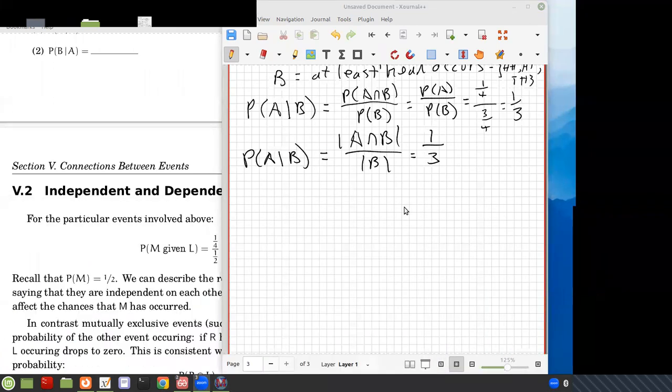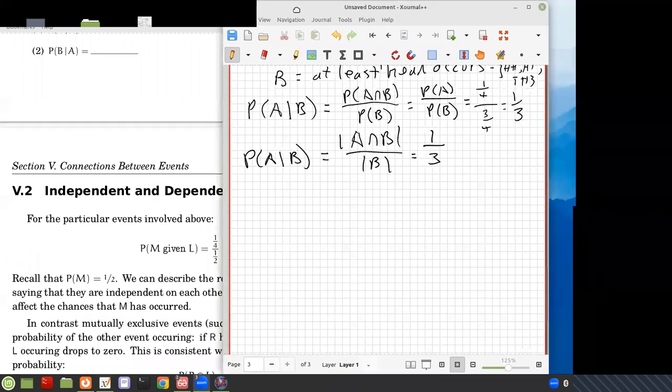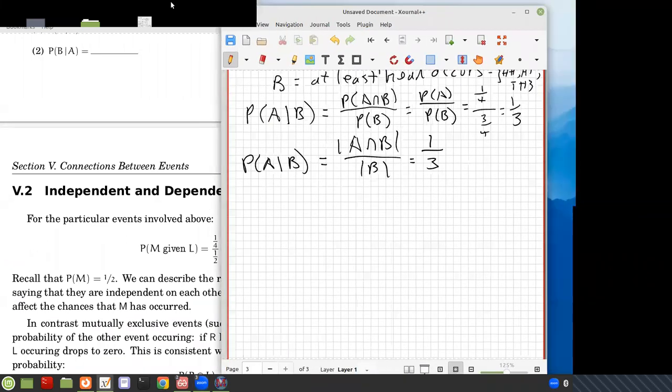So in this context, now let's try to understand what independent and dependent events are.